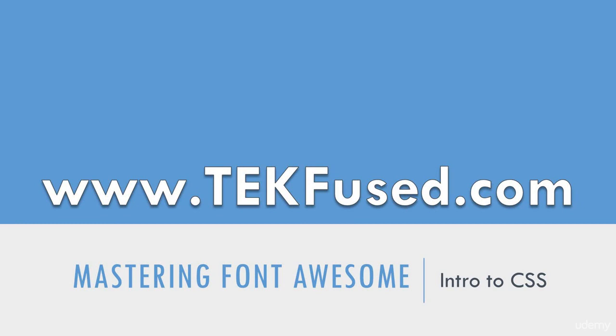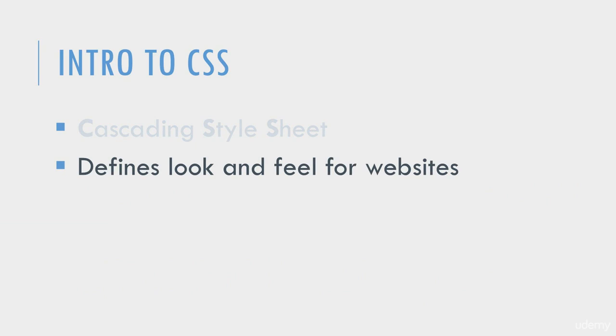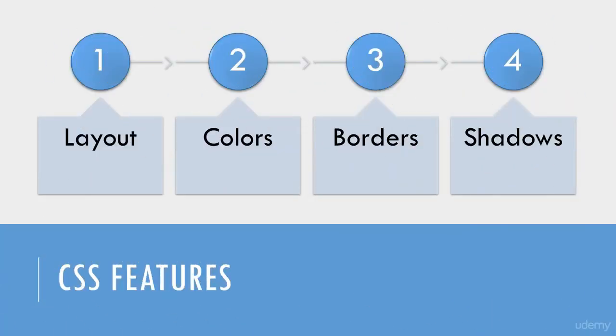Let's discuss CSS. CSS stands for Cascading Style Sheet. Its primary responsibility is defining the look and feel for websites. CSS is used to define the layout of web pages, to assign colors to text and other elements, to add borders, and even shadows that could be used to give the page more of a 3D effect. Without CSS, websites would be very, very bland.